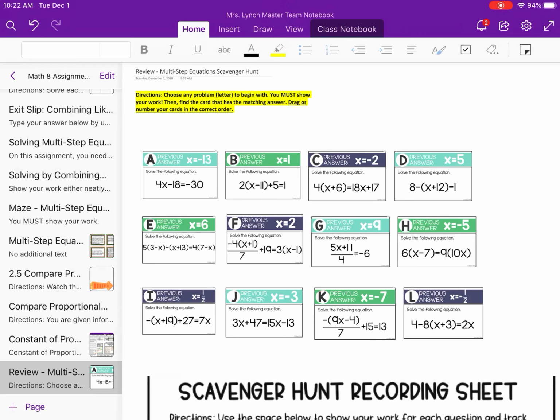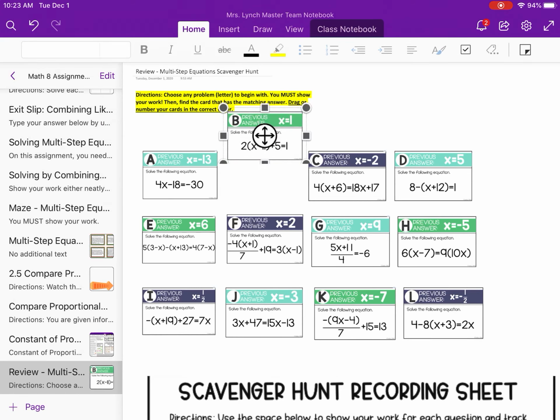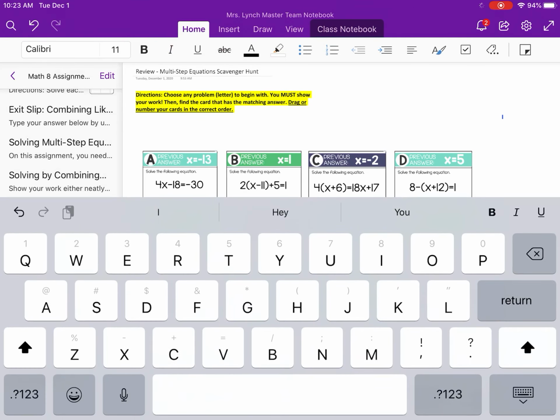So again, I like to do these things, especially whenever I can't be there with you all the time, because if you can't find your answer somewhere on a card, you know something went wrong. It's kind of just a quick self-check, so you know to look back and find out where your mistake was. So what you're going to do here is I left these equations, these boxes here, so that you can move them. And I'm going to show you why I did that on purpose.